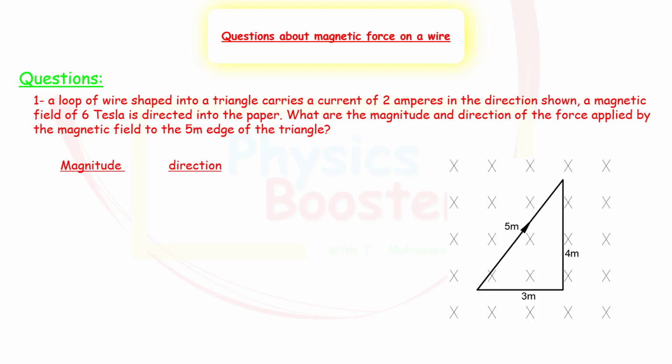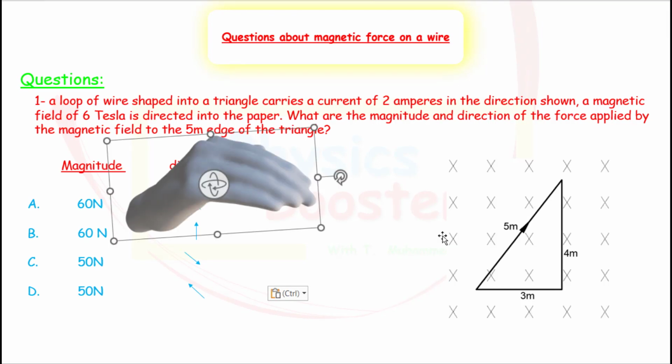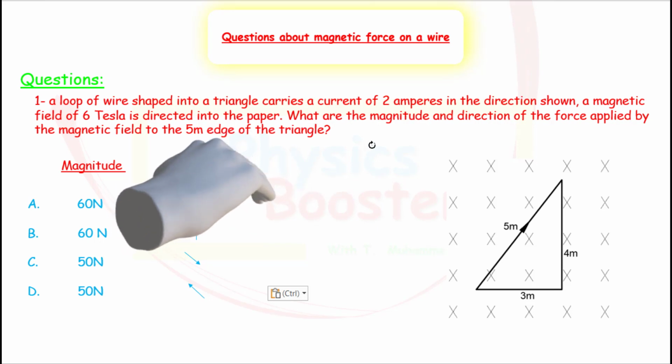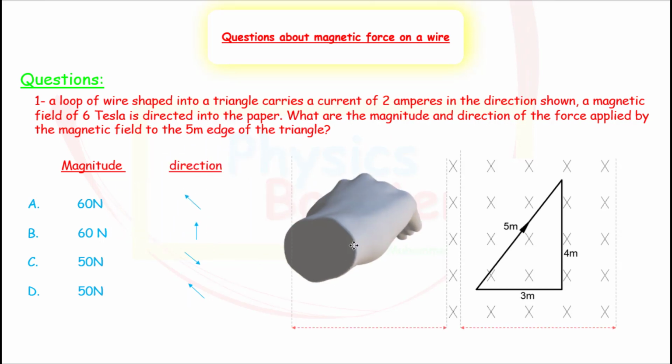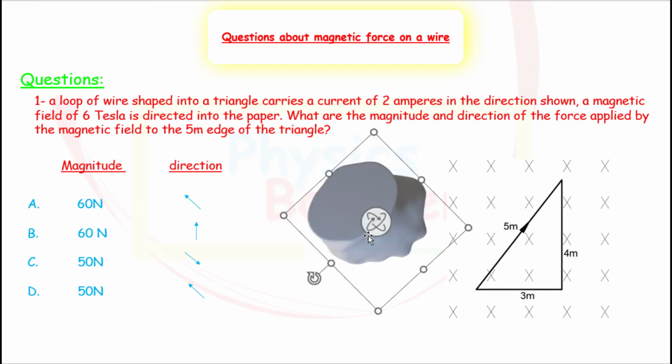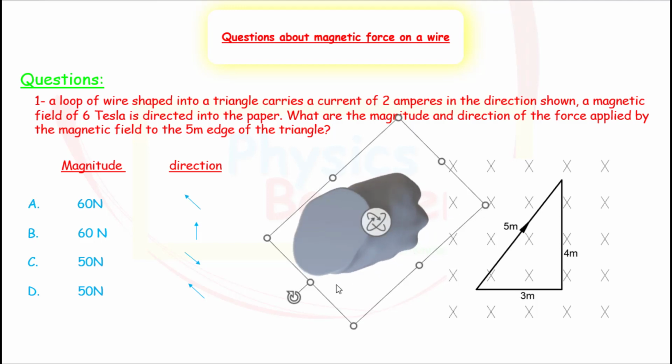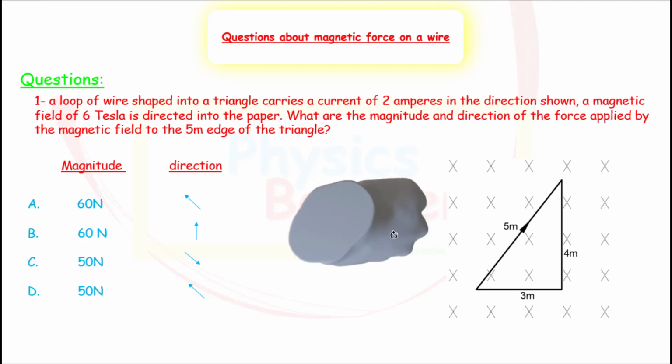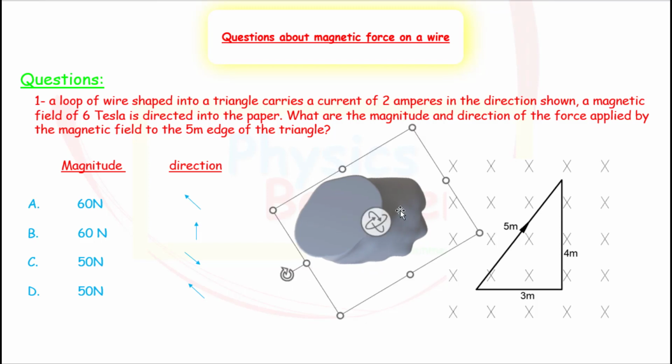So first of all, we will be using the right hand rule again to determine the direction of the force. The fingers will be pointing towards the magnetic field. As we can see, the magnetic field is going inside the paper. Now, my thumb will be pointing towards the current. So this is my thumb, to make it clear. It's pointing towards the direction of the current, okay? The current is going this way. It's going in a diagonal way.